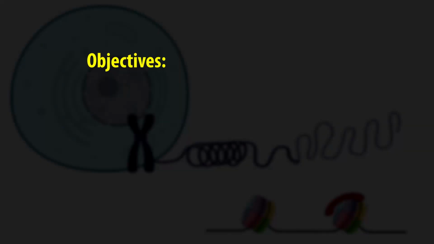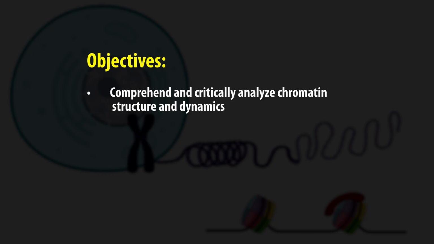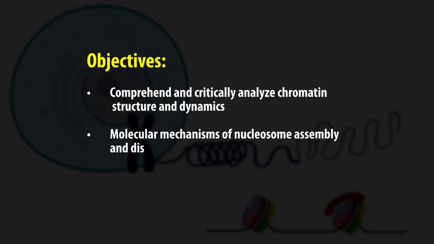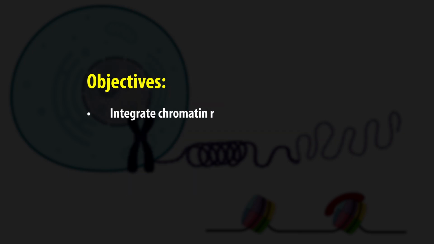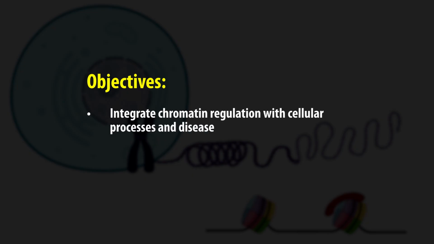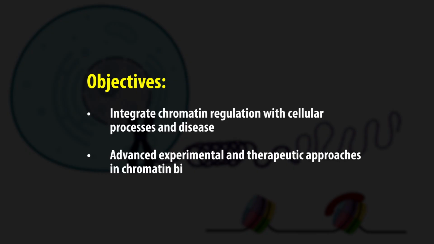and disease, covering the following learning objectives: to comprehend and critically analyze chromatin structure and dynamics, to understand the molecular mechanism of nucleosome assembly and disassembly, to assess high-order chromatin architecture and nuclear organization, to integrate chromatin regulation with cellular processes and disease, and to apply advanced experimental and therapeutic approaches in chromatin biology.